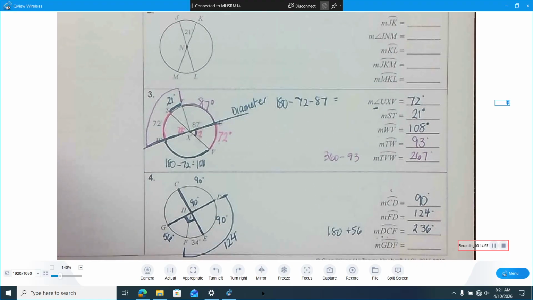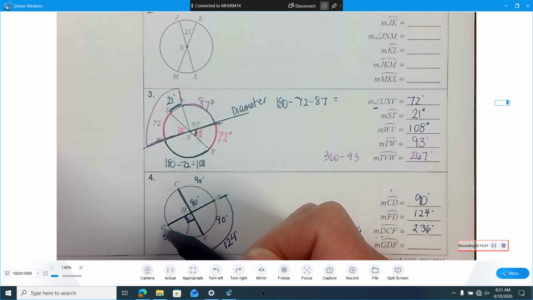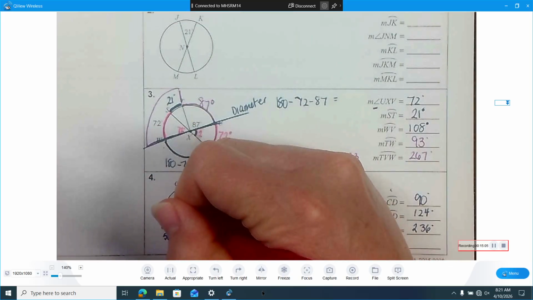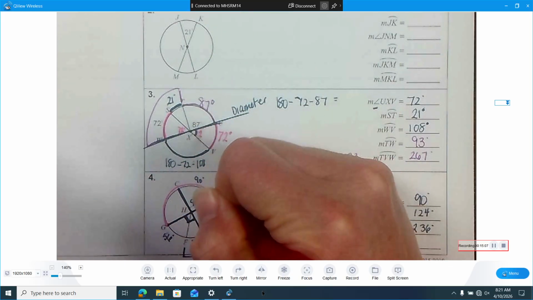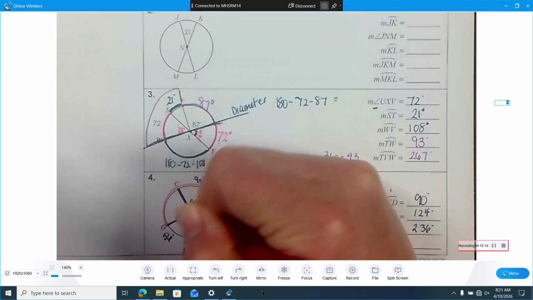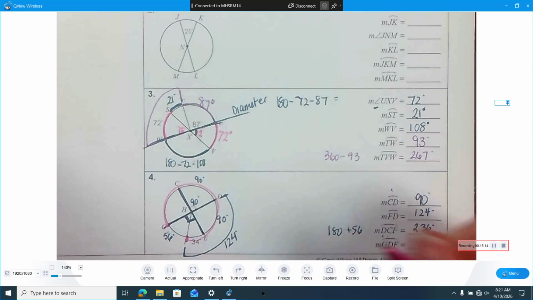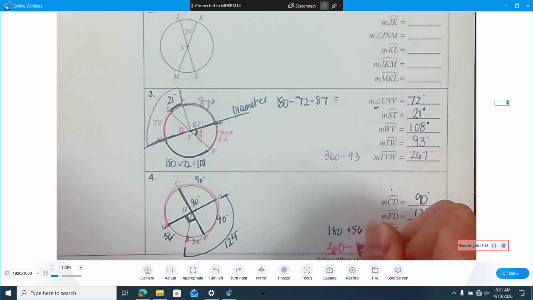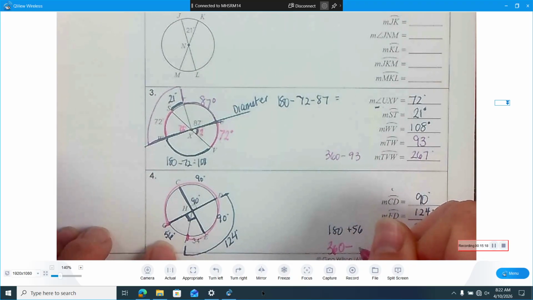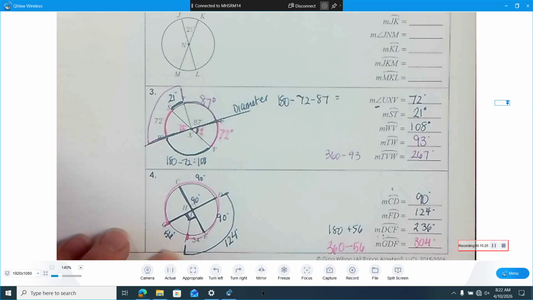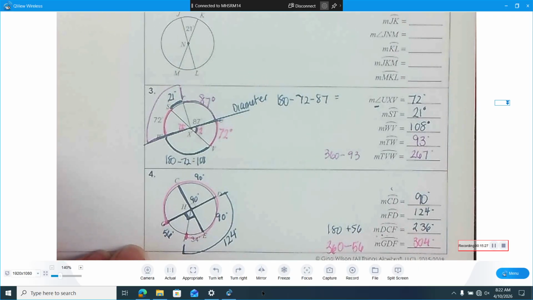All right. And then the measure of arc GDF. GDF is like nearly all of this. GDF is this whole pink arc. How'd you get 304? 360 minus that 56 that we're missing. Good. And that is 304 degrees. Awesome. Starting to really like this.